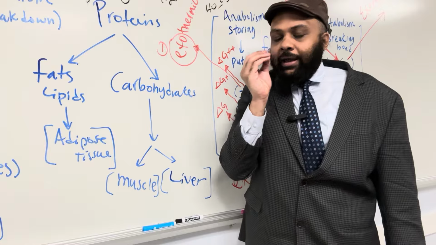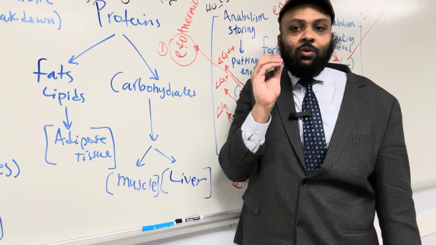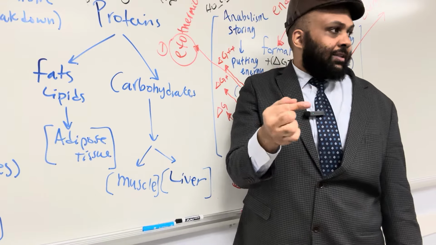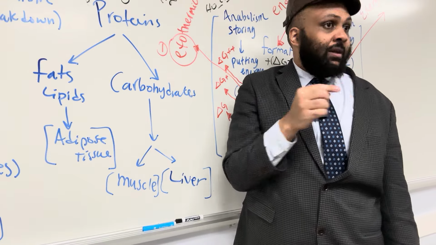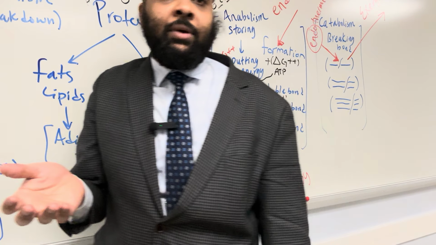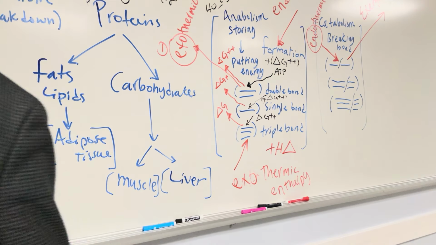Don't let the endo-exo confuse you. Endo means toward, in the bond. Exo means coming out the bond. Ergonic means we talk about energy. Thermal means we talk about enthalpy and heat.